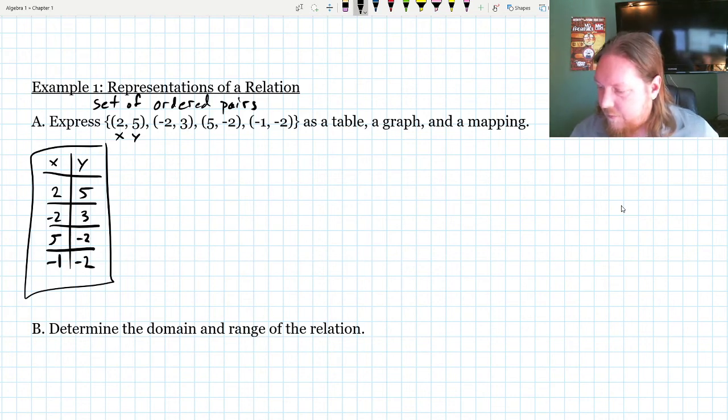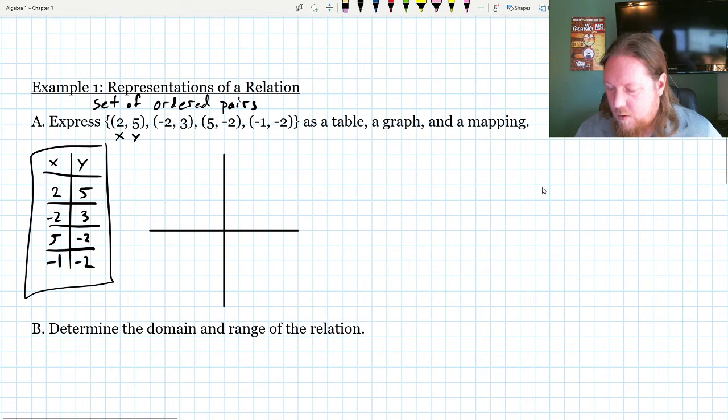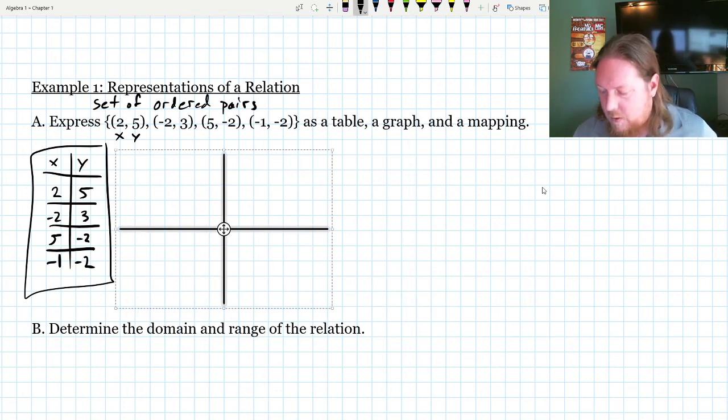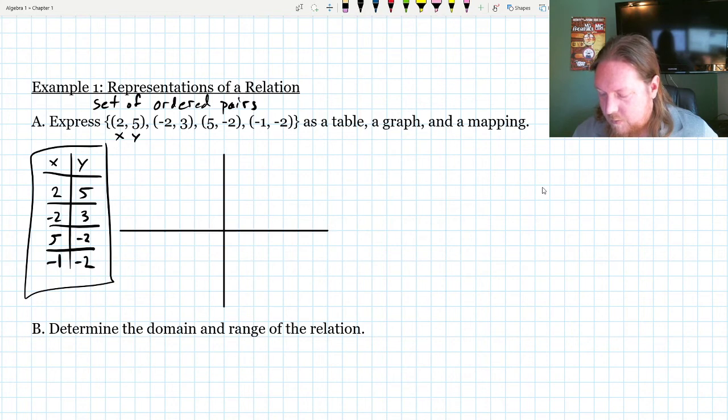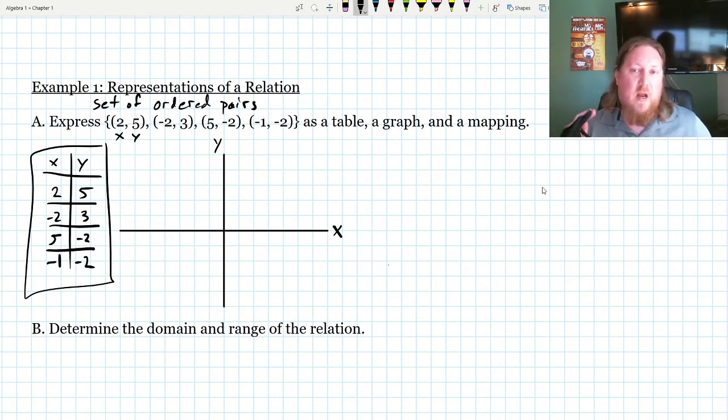Now for a graph, you've probably done some of these before. Label the horizontal axis as X, the vertical axis is Y, and I have a nice graph paper here, and if you don't have graph paper, I highly recommend you get some.